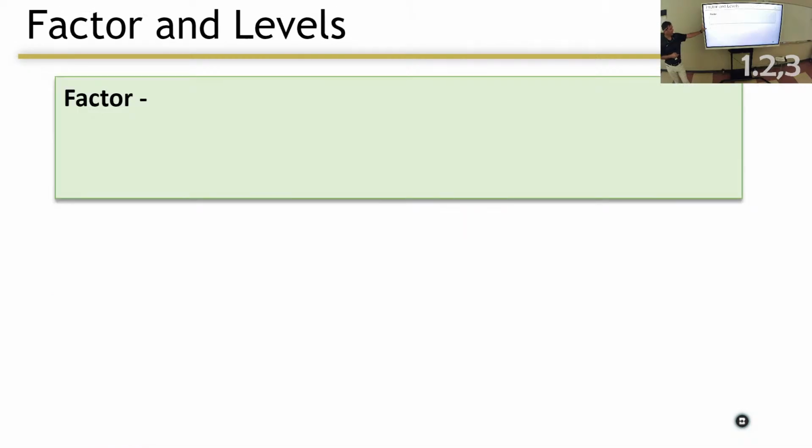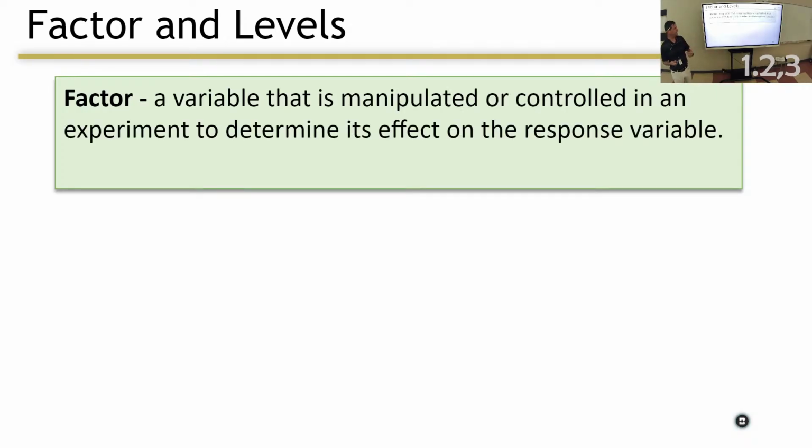Factor. That's the variable that's manipulated or controlled. In this particular experiment, the factor is the vitamin D pill. I guess there were two factors, the vitamin D pill or the placebo. But the factor is the thing that's manipulated or controlled in the experiment. Use the book, use your notes. The factor is the book or the notes. That is the variable that's being manipulated.